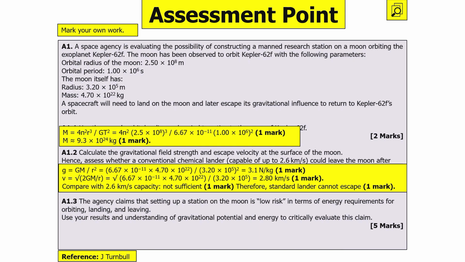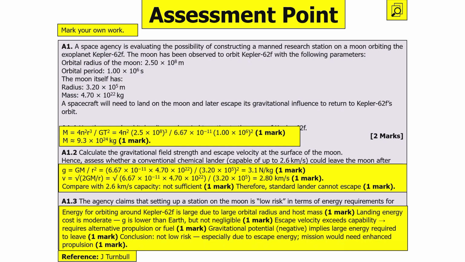We then know that v is going to be equal to the square root of 2GM over r. So we work it all through, pop in all the values, and we get our answer out to be 2.80 kilometers per second. Now, when we compare this with the capacity of 2.6 kilometers per second from the chemical lander, it's not sufficient. It couldn't be greater than the escape velocity we've just calculated. So therefore, the standard lander cannot escape.